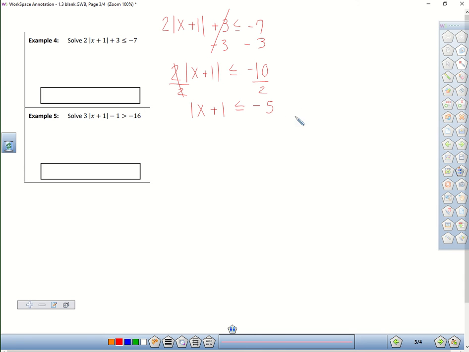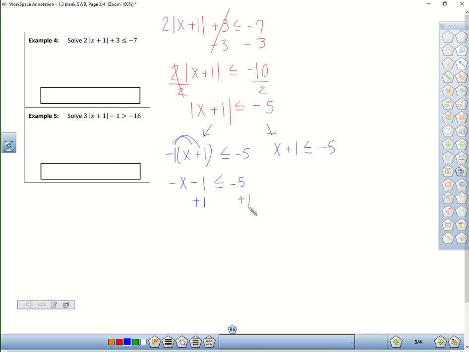So now here I'm going to do what I did before. I'm going to rewrite it as negative and positive. So negative 1 times x plus 1 less than or equal to negative 5, and then x plus 1 is less than or equal to negative 5. Now I'm going to solve. So over here I'm going to distribute my negative 1. That gives me negative x minus 1 is less than or equal to negative 5.